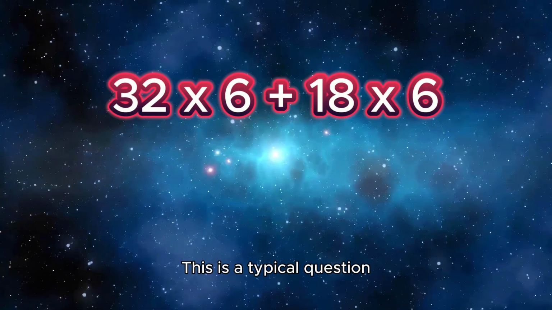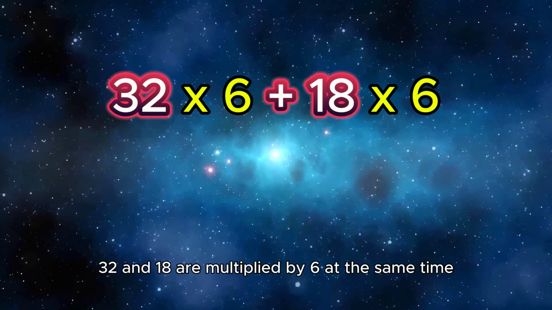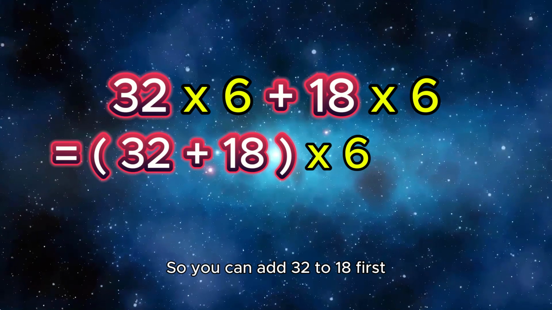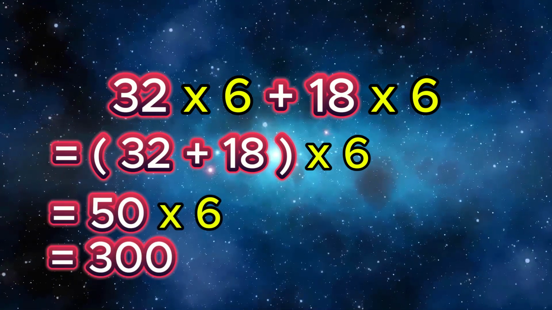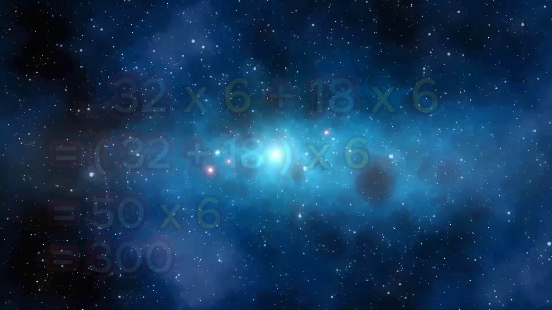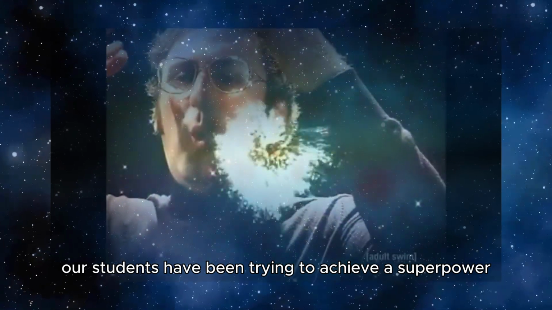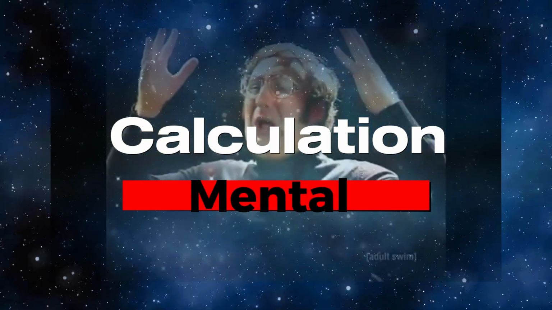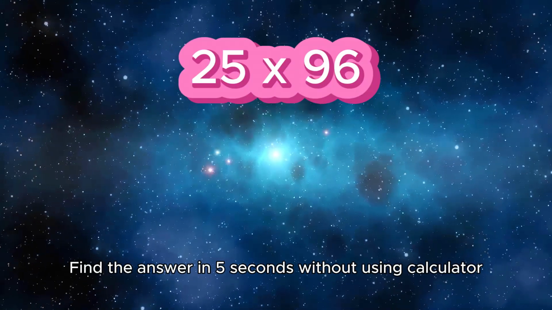This is a typical question and every primary 4 student can do it quickly. 32 and 18 are multiplied by 6 at the same time, so you can add 32 to 18 first, then multiply 6 to the sum. Through this property of multiplication, our students have been trained to achieve a superpower, mental calculation. Find the answer in 5 seconds without using a calculator.